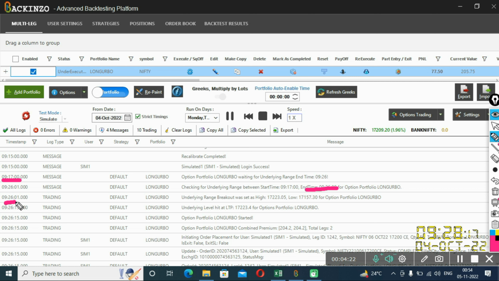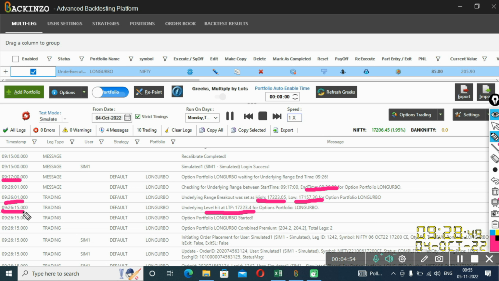Then at 9:26 1 second, underlying range breakout was set as high price, and a low price came in front of you, because I had given the entry at condition as high price. High price was 17,223. So underlying level got hit at this level, that the high price, right, at 9:26:15 seconds, right? So this is the case of a long straddle entry at condition set at range high.